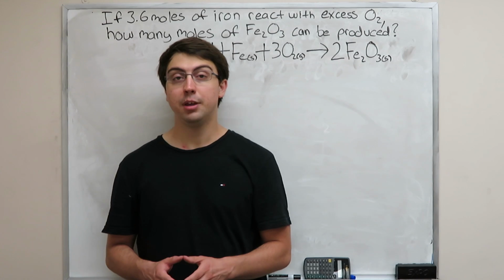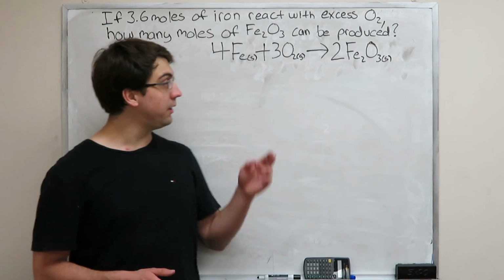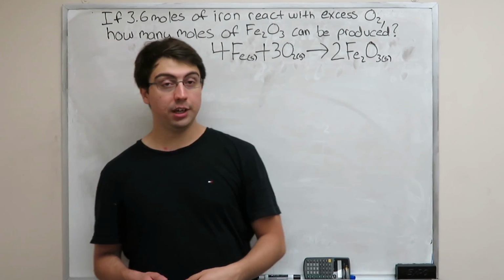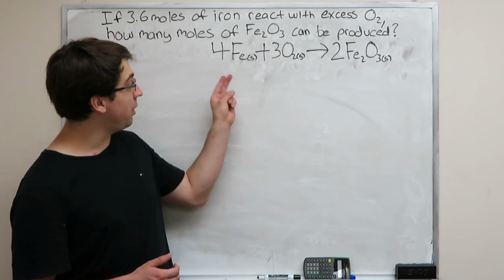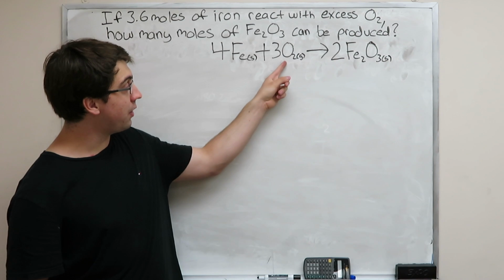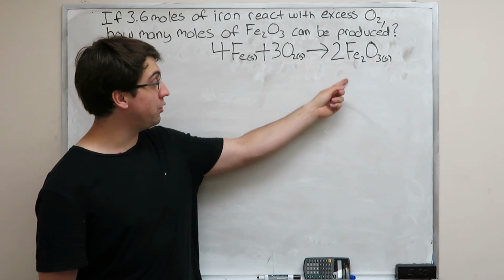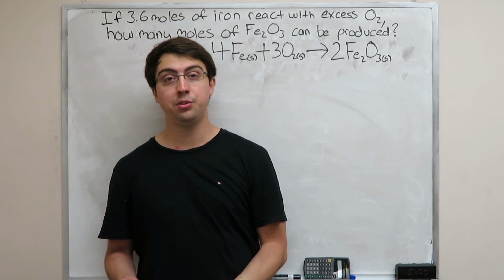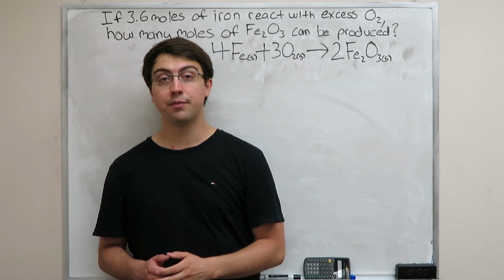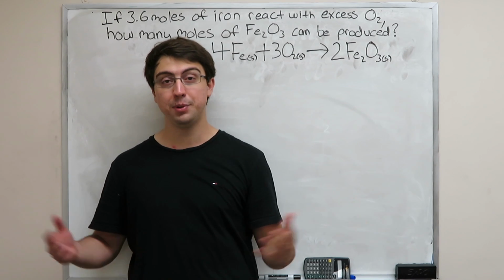Despite its intricate name, stoichiometry is a simple tool that uses a balanced chemical equation, and it shows the relationship of moles of one substance to moles of another. For example, 4 moles of iron for every 3 moles of oxygen, 4 moles of iron for every 2 moles of Fe2O3, and 3 moles of oxygen for every 2 moles of Fe2O3. In this video, I'm going to go over 5 stoichiometry problems. Let's begin.